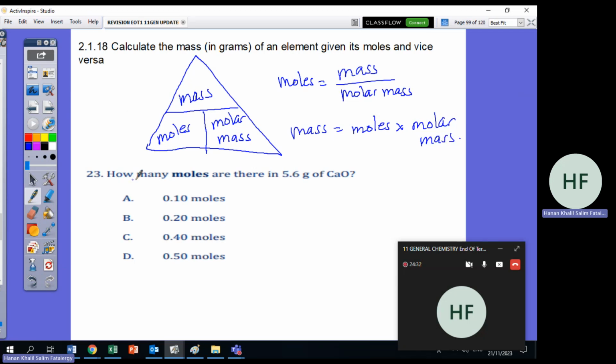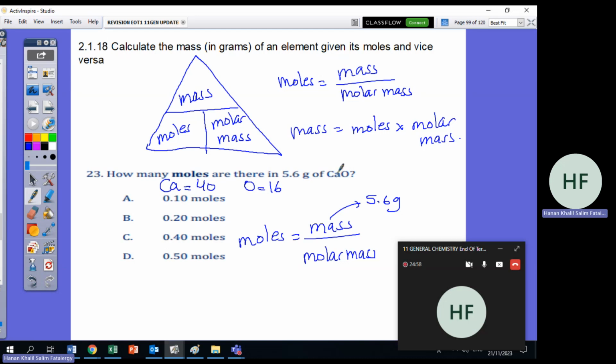Okay, yeah. Now the question is, how many moles are there in 5.6 grams of CaO? It must give me that Ca is 40 and O is 16. Okay, I want the moles. Moles is equal to mass over molar mass. The mass is 5.6. Now the molar mass of CaO is, Ca is 40, I have 1 Ca, and O is 16, I have 1 O, so the total will be 56. So 5.6 over 56, the answer will be 0.1.